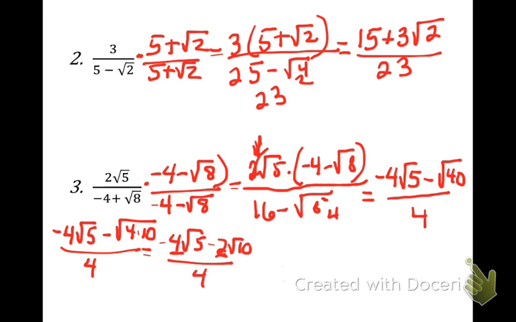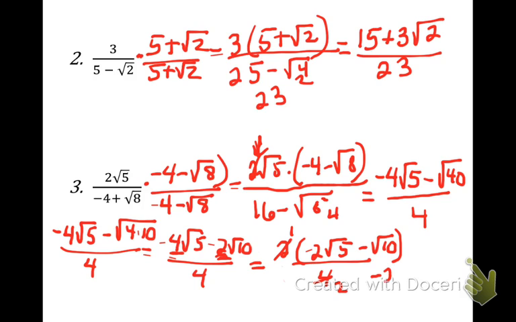So we are going to factor out the common term here, which in the numerator is a 2. So I'm going to factor out that 2, leaving me with negative 2 times the square root of 5 minus the square root of 10, all over 4. And now I'm going to cancel these two. So my final answer, maybe I can squeeze it in here, is going to be negative 2 times the square root of 5 minus the square root of 10, all over 2.